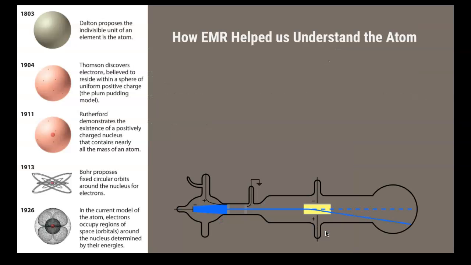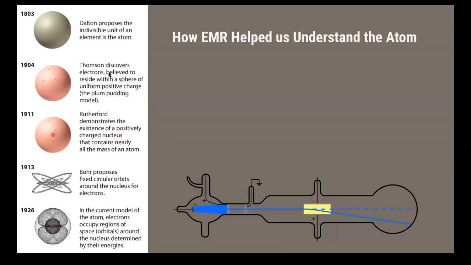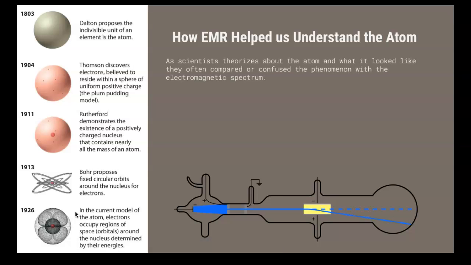We also used EMR to help us figure out how the atom worked. So in Science 10, you might remember learning about the different models of the atom, okay, the plum pudding model, the Bohr model, all of these different types of models of the atom. Now this is the current model that we use, but scientists didn't really understand the difference between electromagnetic radiation and the actual atom itself. So they were thinking it's basically the same thing.